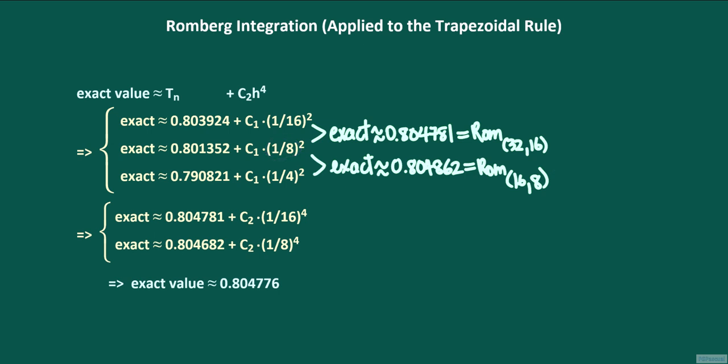0.804776. We did carry out exact integration with Mathematica, and the exact value up to 6 significant digits turns out to be this value.